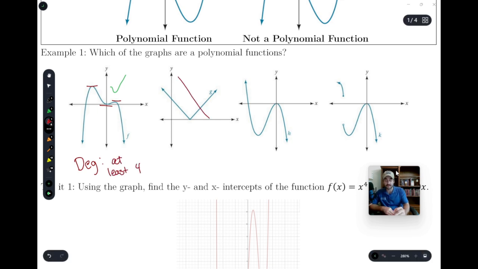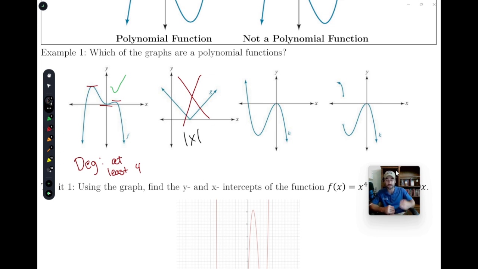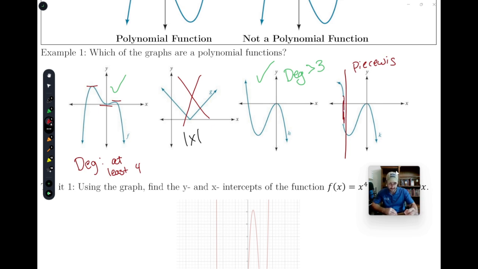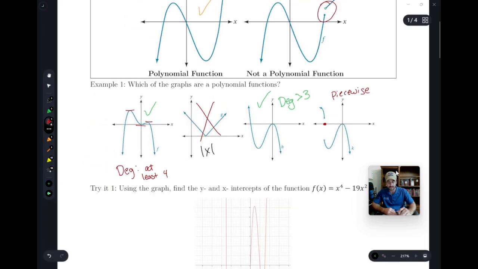The second one is not, because you should know from looking at those toolkit functions, this is more like the absolute value. The third one looks good to go, and it looks like it could be a degree greater than 3. And then this last one is not, it looks more like a piecewise, because we've got a condition here where the function changes. Even though it looks like it should be smooth, it's not continuous. It doesn't continue at whatever x value this is. There's a break in the graph, and it's not continuous.